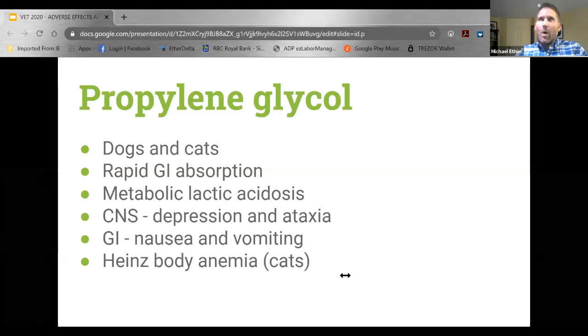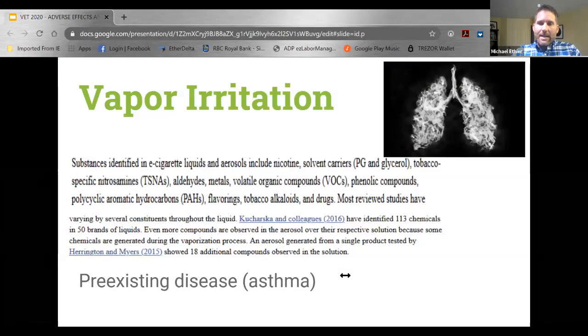The good news is in most products now, we're moving away from propylene glycol as the solvent and using more organic vegetable-based solvents. So we should probably see less and less of this over time. Next slide. And lastly, there is a potential that the vapor itself can be irritating, although with more and more research, that seems to be less likely the case.